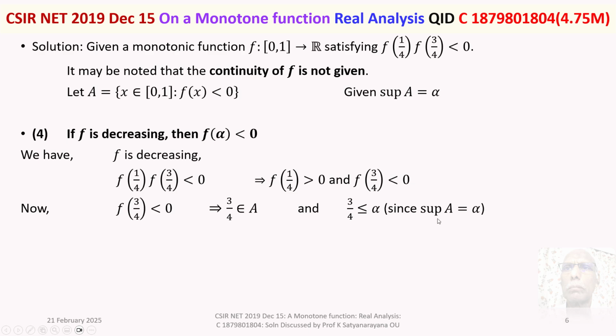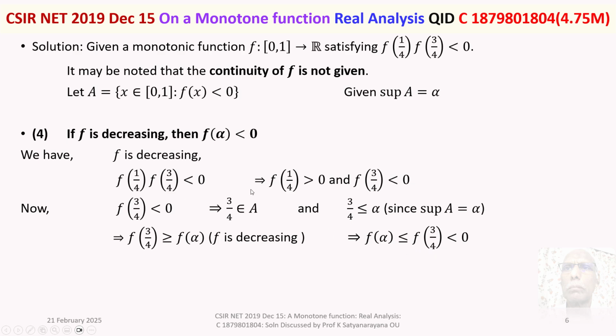And 3 by 4 is less than or equal to alpha. Why? Because the supremum of A is alpha and 3 by 4 belongs to A. Therefore, 3 by 4 must be less than or equal to the supremum of A, that is, less than or equal to alpha. Agreed. Now use the decreasing nature. 3 by 4 is less than or equal to alpha, and because f is decreasing, f of 3 by 4 is greater than or equal to f of alpha. Reversing this, f of alpha is less than or equal to f of 3 by 4.